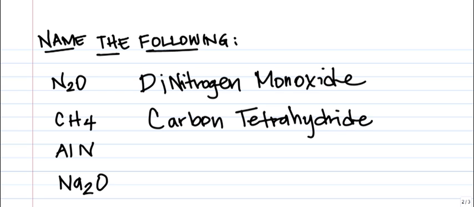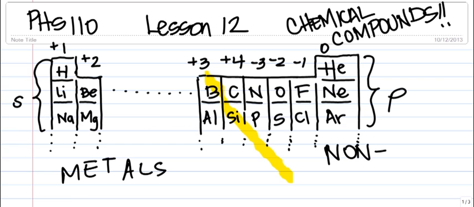Now, here, these were your nonmetals here. Now we'll do some ionic bonds. So we'll call this covalent, ionic. I have aluminum and nitrogen. So you look at your periodic table. Why are there no numbers down here? Well, because aluminum is a +3 and nitrogen is a -3. So those two just cross-canceled each other there.